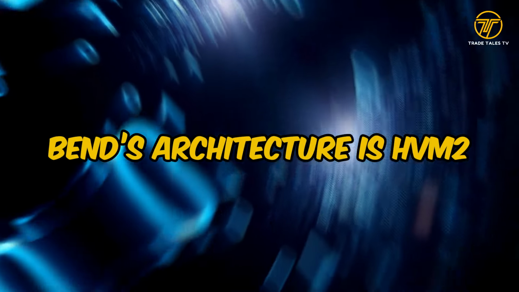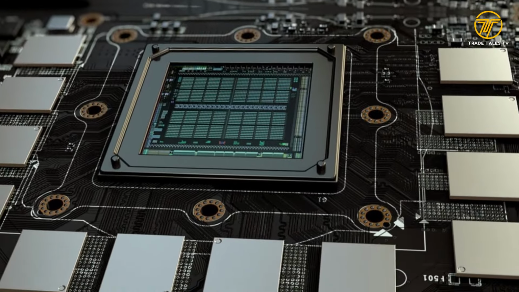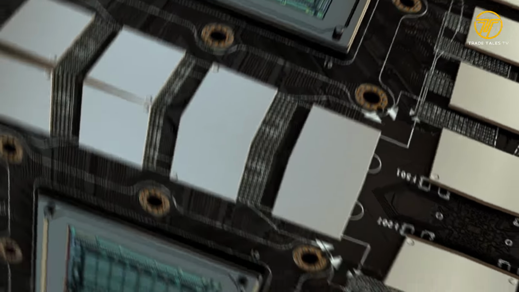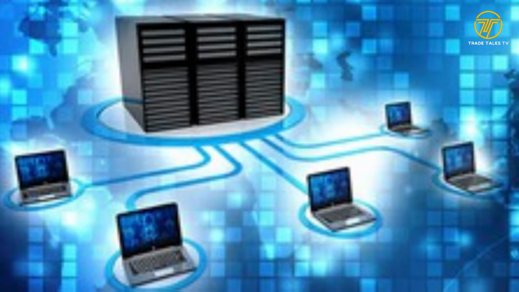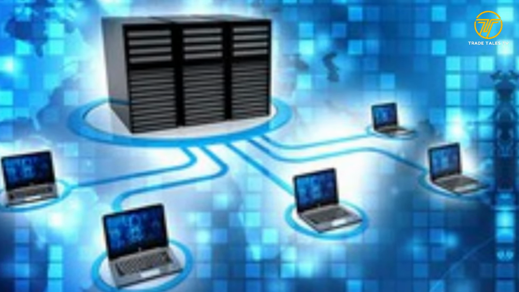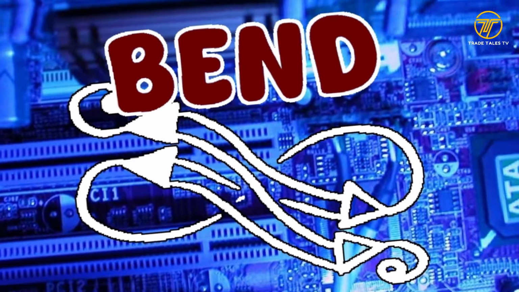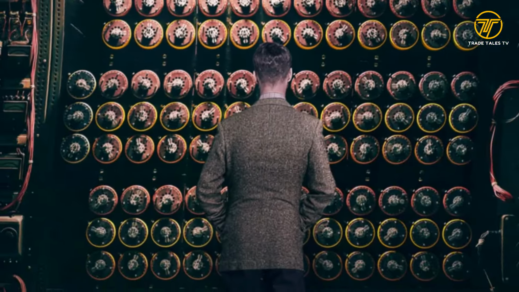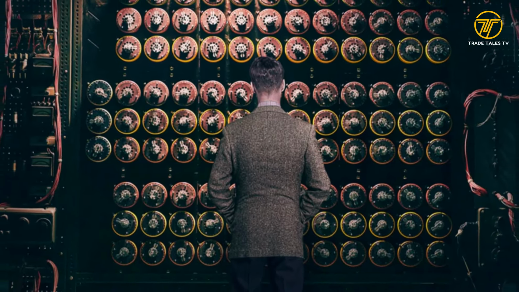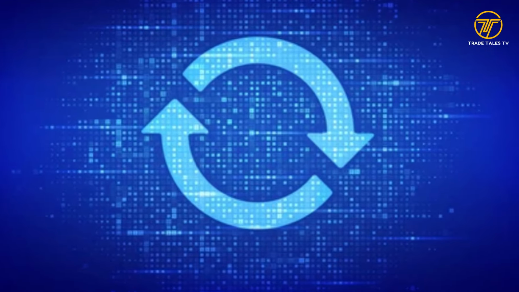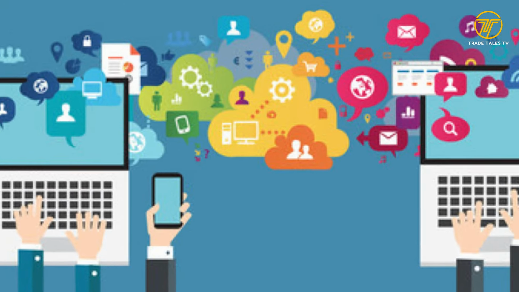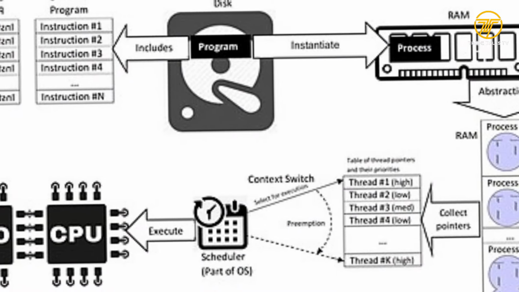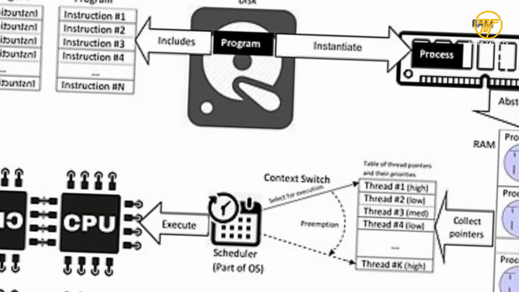At the heart of Bend's architecture is HVM2, a thread-safe runtime implemented in Rust. Rust is renowned for its performance and safety, making it an ideal choice for a runtime that needs to manage the complexities of parallel execution. HVM2 ensures that Bend programs take full advantage of the available hardware resources while maintaining thread safety and correctness. It handles synchronization, data sharing, and the execution of threads, abstracting these low-level details away from the developer.